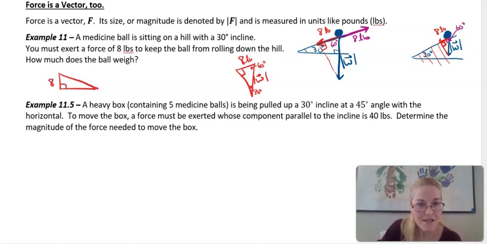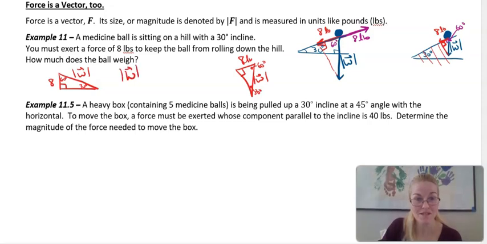So that's 8. This is the magnitude. How much does the ball weigh? That's the weight, the magnitude of my weight force. If I know that this angle here is 60 degrees, what do I know about a 30, 60, 90 right triangle? If the short side is 8, what does the hypotenuse have to be? Twice that. So how much does the ball weigh? The magnitude of my weight is 16 pounds.